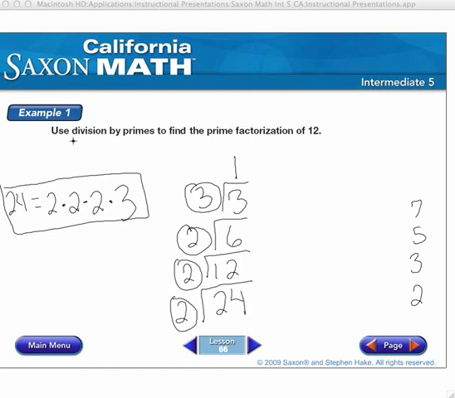Okay, this is all for division by primes. Please watch the other video, 66 part 2, to learn a different way to find the prime factorization, but this will help you on your written practice, part B.